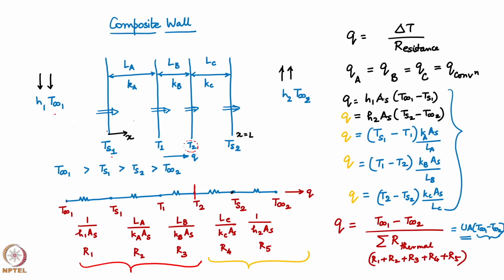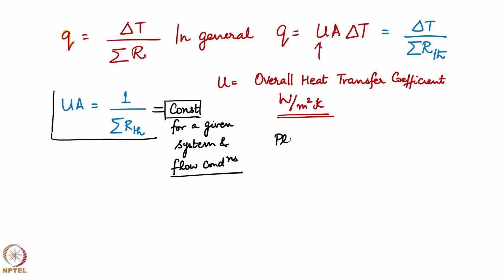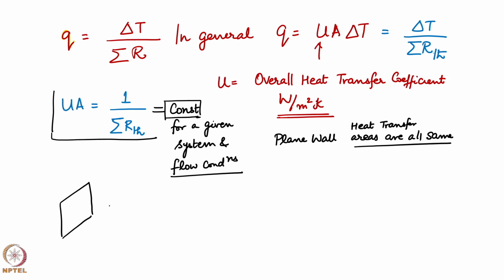So, I could have UA based on this area, this area, this area, this area. In a plane wall, all the areas are the same. All the heat transfer areas are all same. What do I mean by that? This is your left wall, this is your area. This is your intermediate wall, that is the area. Third wall, this is the area. Fourth wall, this is the area.